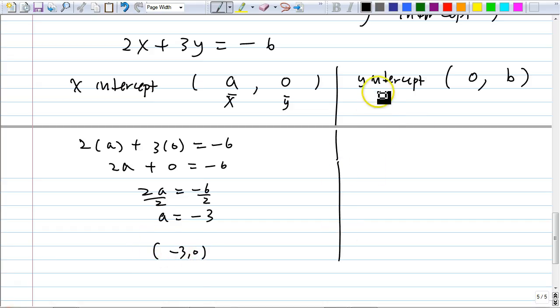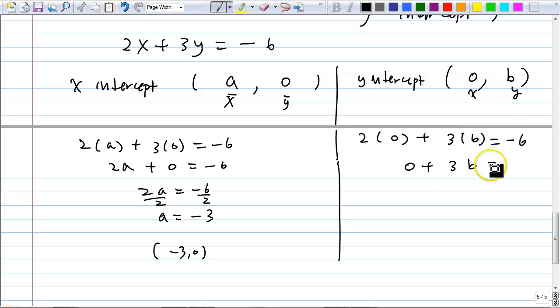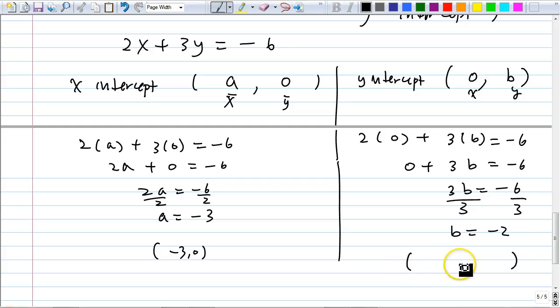And look at our y-intercept. We get 2 times 0 this time, because your x is 0, your y is b, plus 3 times b equals -6. So we get 2 times 0 is 0. You get 3b equals -6. Divide both sides by 3. b equals -2. And notice, what is the ordered pair then? Since the y-intercept has to have the x-coordinate as 0, that's the only way for the point to be on the y-axis. You get 0, comma, -2.